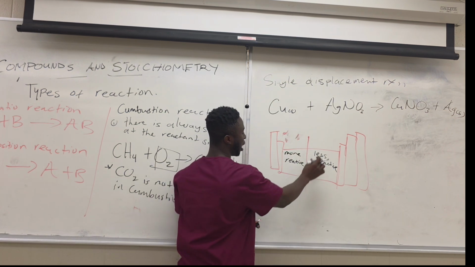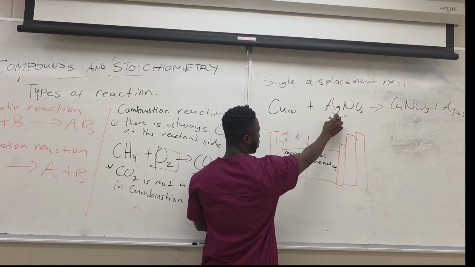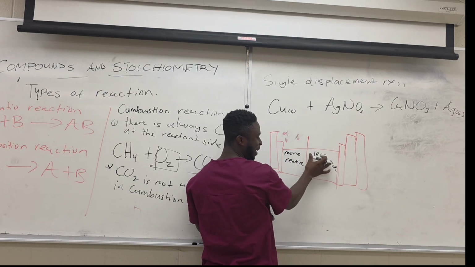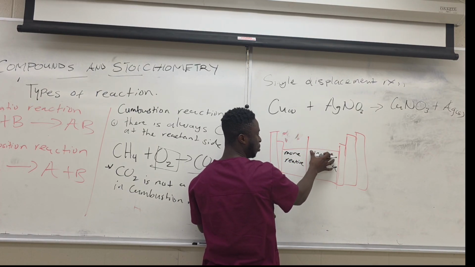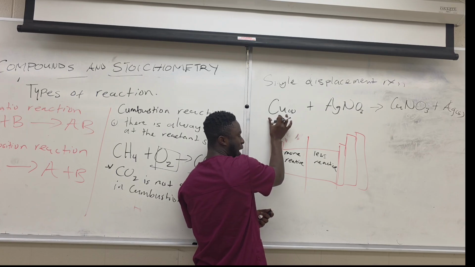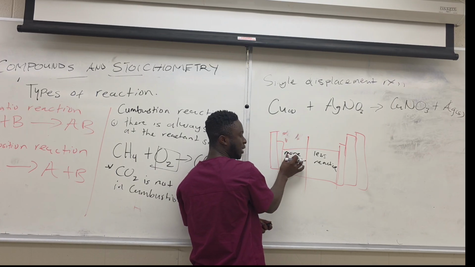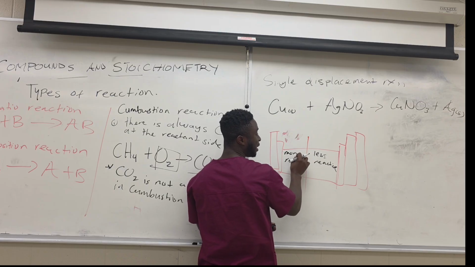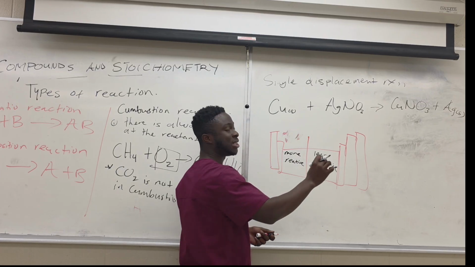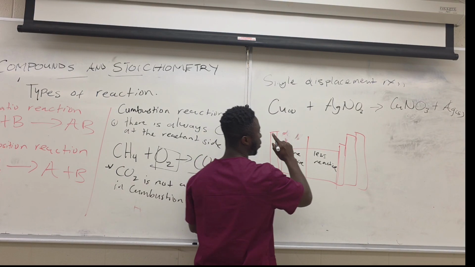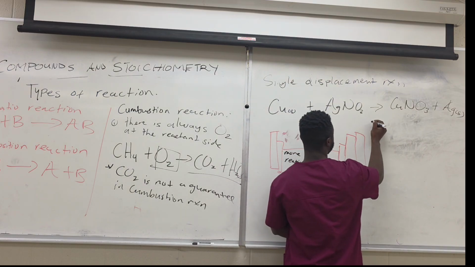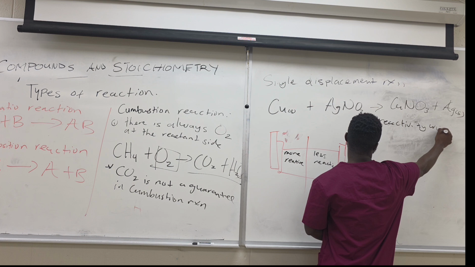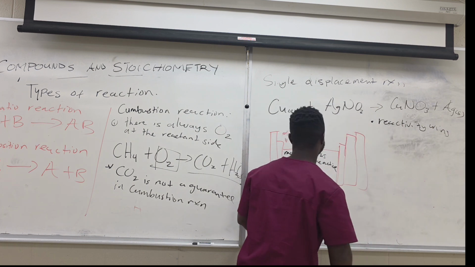So a rule of thumb, if you are doing a single displacement reaction and you have a metal nitrate, or any metal compound, that falls on this side of the periodic table, and it reacts with one that falls on this side, this would displace this. The one that is more reactive would displace the one that is less reactive. So one thing you should put in mind when it comes to single displacement reaction is that reactivity wins, right?